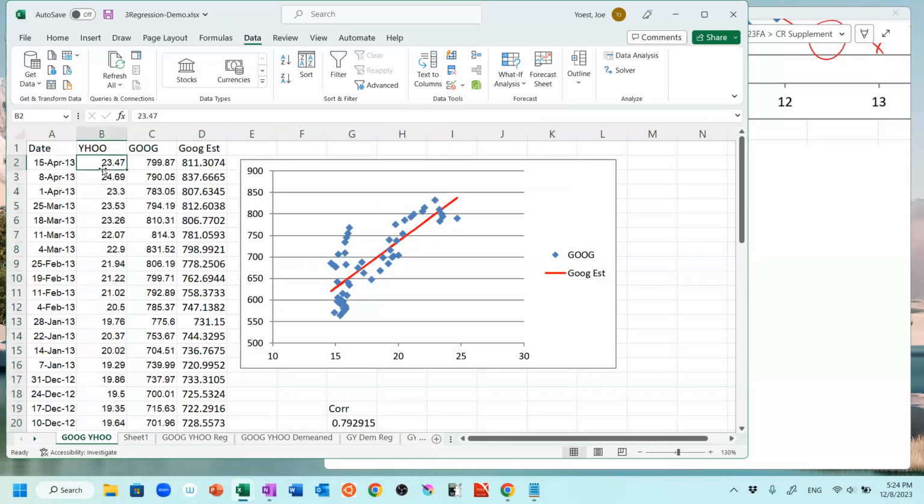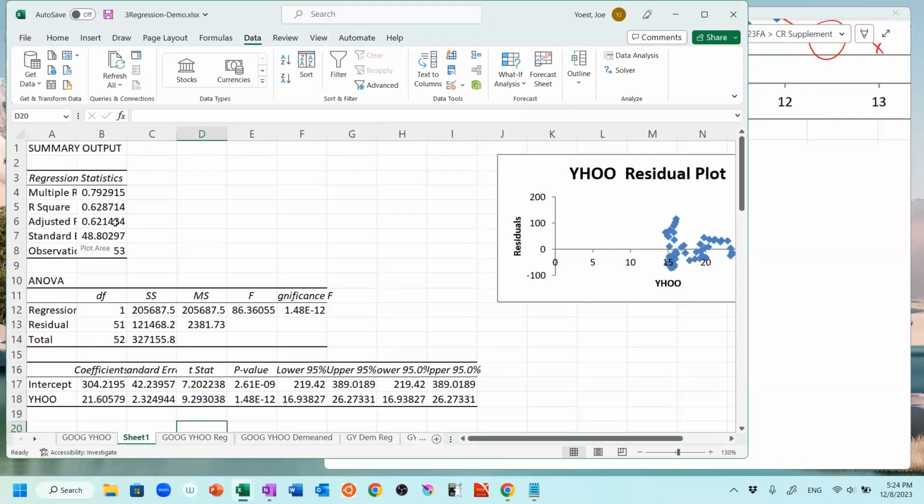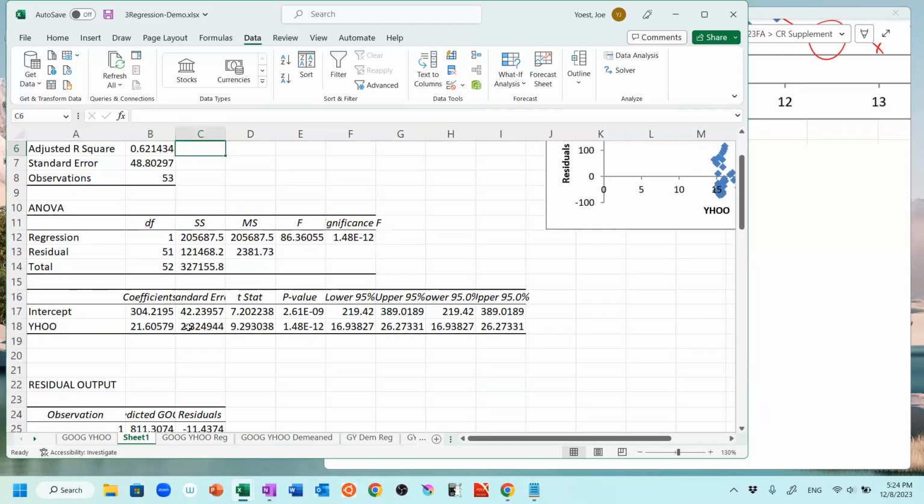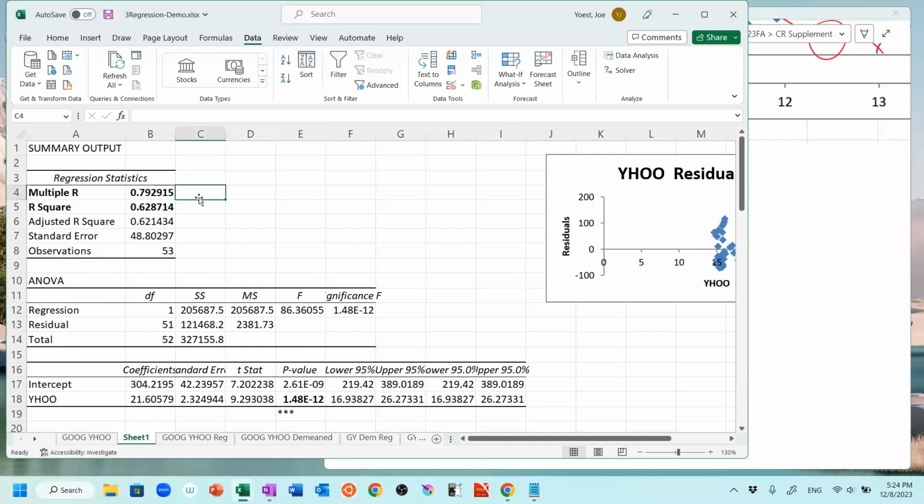So here's my Google Yahoo data. And on the basis of this data, I see a few things. These are the things I'm going to be interested in. This thing here that says multiple R, as well as R squared. And I'm going to be interested in, for the coefficient of Yahoo, for the slope, the p-value. So I'll just put a couple asterisks here, here, and there. So these are the things I'm going to be interested in.